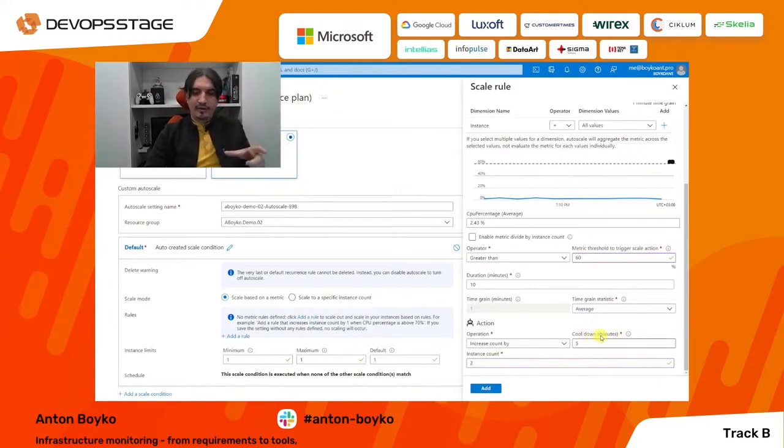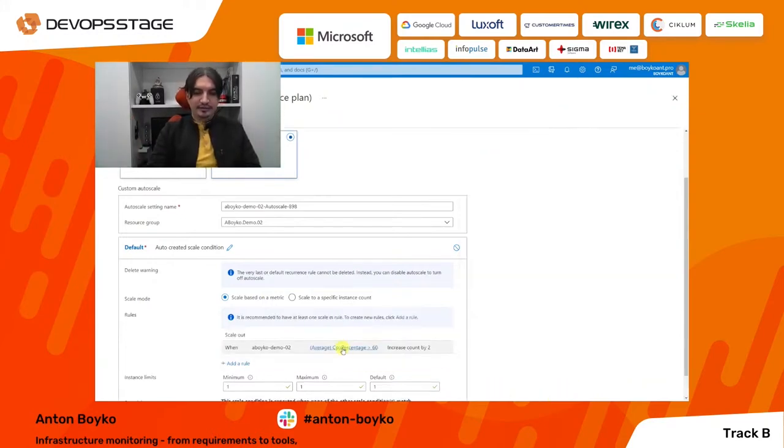And then we have a cooldown in minutes. Here it's 5. That basically means that as soon as this rule is triggered, it will be disabled for 5 minutes after that. So we give this 5 minutes to our application, first of all, to warm up, and additionally we give that 5 minutes to the load balancer to redistribute the load across all the other nodes, all the new nodes that we now have in our cluster. So I can add this rule here.